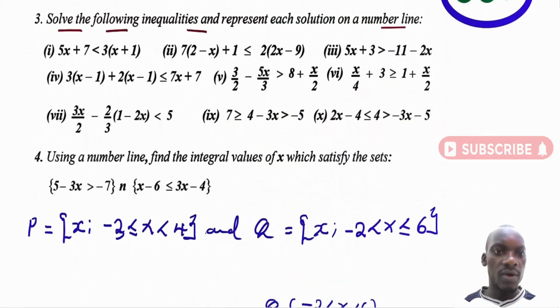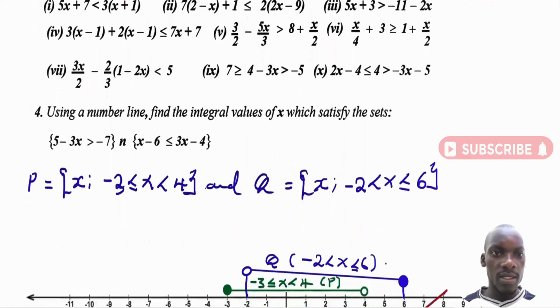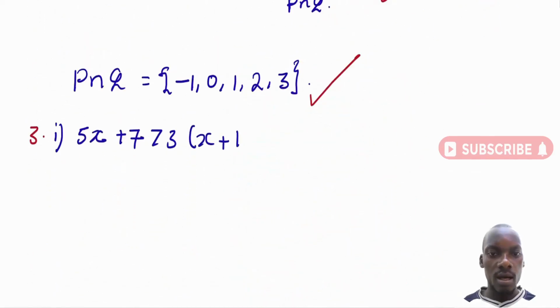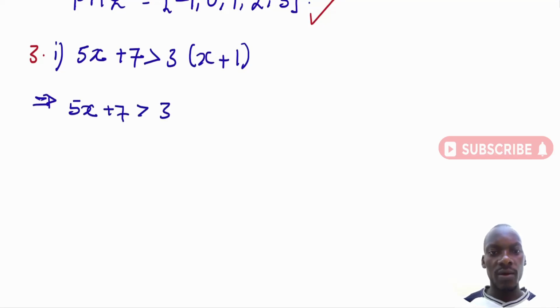We have 5x plus 7 is less than 3 into x plus 1. So let us solve before we represent it on a number line. So this should be the greater than symbol. In here, let us first simplify. This is now 5x plus 7 is greater than... Now let us open the brackets. This is now 3x plus 3. Let us collect like terms.